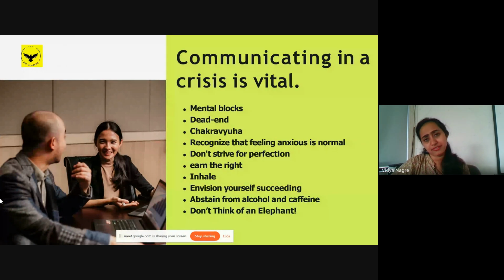Don't think of an elephant. When I say this line, everybody has some kind of elephant in front of their eyes now, right? So do not overburden yourself in a situation of crisis thinking, oh my God, I don't want to think about it, I feel pressurized. It's okay. My mind is thinking about that. It's okay. Let us now start focusing on how we can handle the situation.